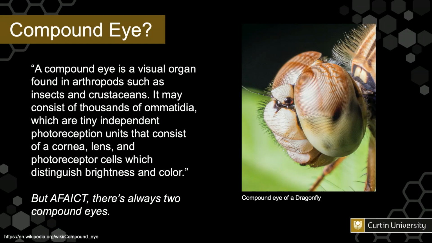But let's think about maybe the compound eye. Is that a suitable analogy? The compound eye is a visual organ found in arthropods, such as insects and crustaceans. It may consist of thousands of lenses, which are tiny independent photoreception units that consist of a cornea lens and photoreceptor cells, which distinguish brightness and colour. Now, it's obviously different to our eyeballs, and as far as I can tell, they always just have two, but not three, so it's not quite the same. And I'm not aware of anyone trying anaglyph glasses on these little beasties yet.